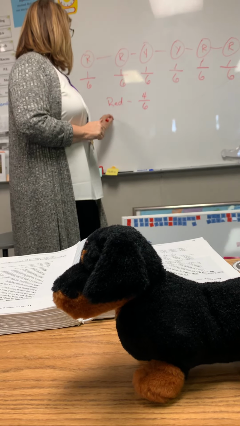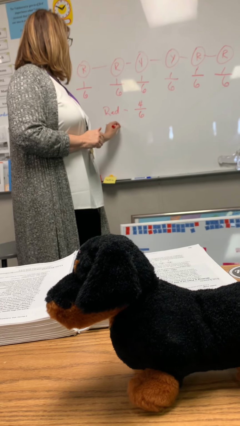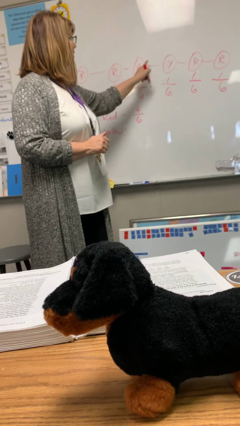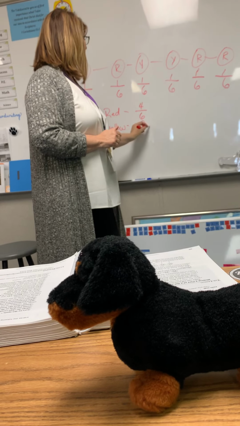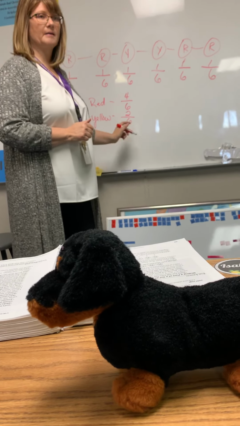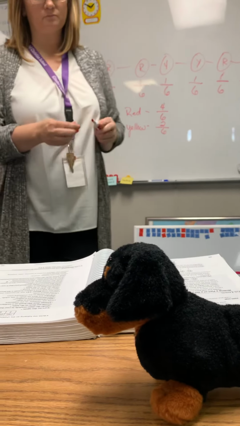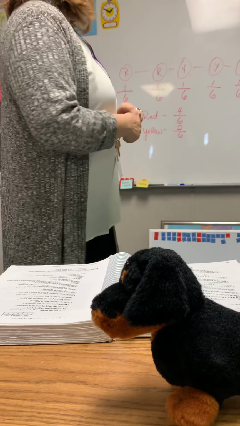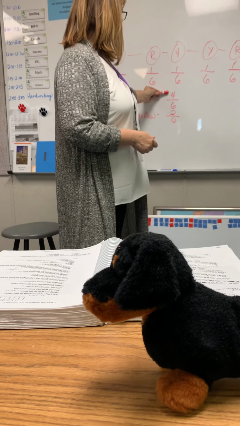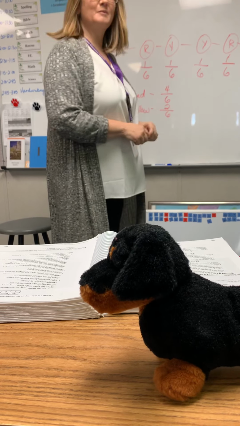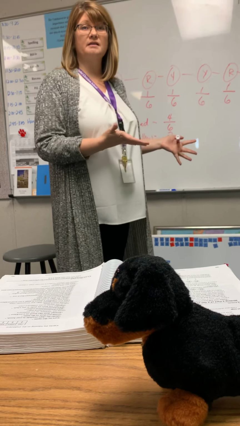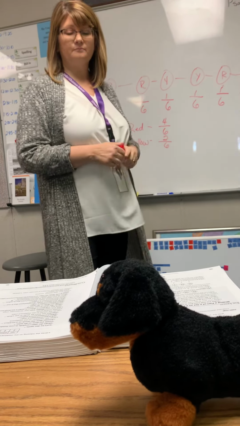How would I do for yellow? 2/6. I have 1, 2 yellow beads. So that fraction would be 2 out of my 6 beads. Does that make sense? And together, if I have 4 and 2, that would be 6, right? So 6/6 would be the entire group. All right.